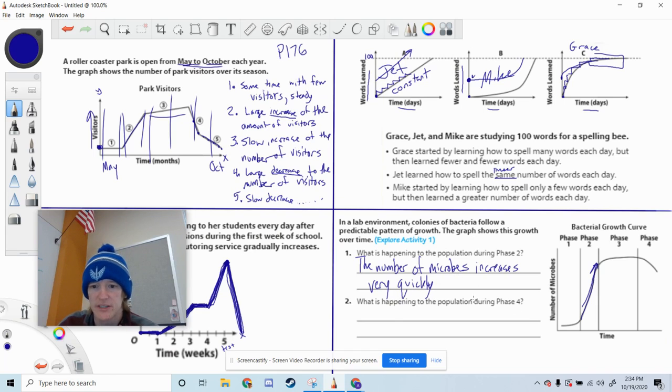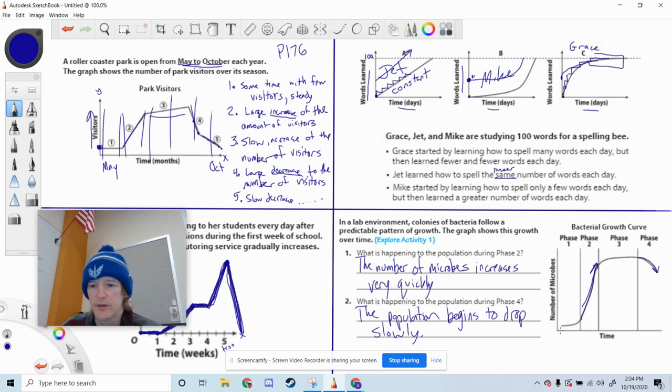For number 2, what is happening during Phase 4? We can see that the population is going to start going down. So how would we say it begins to drop? I don't know, probably not as fast as we increased here. So let's do drop slowly. So the population begins to drop slowly.